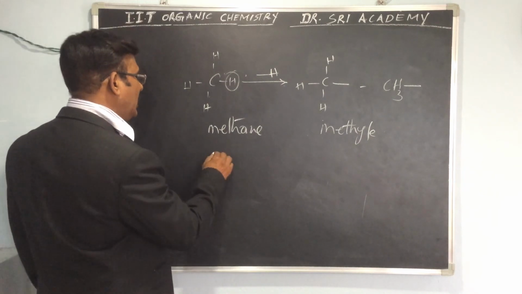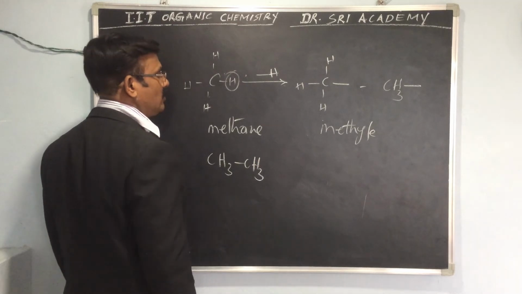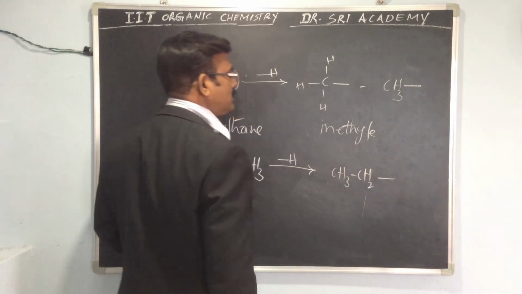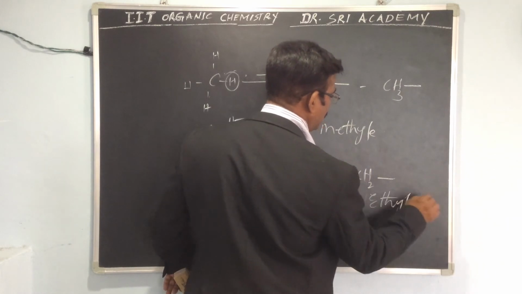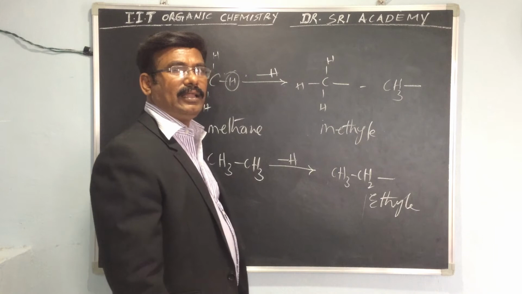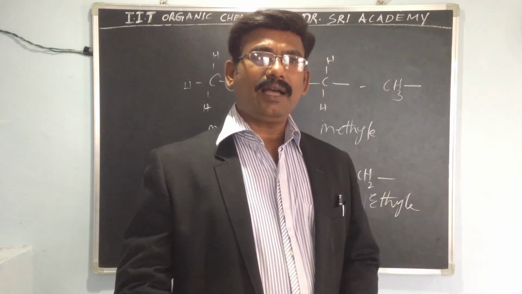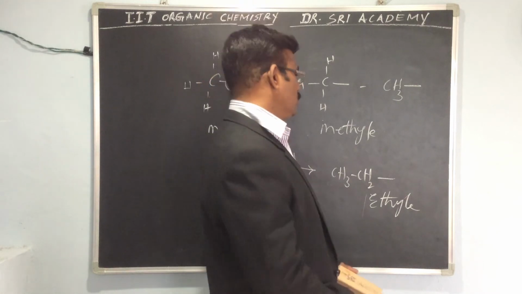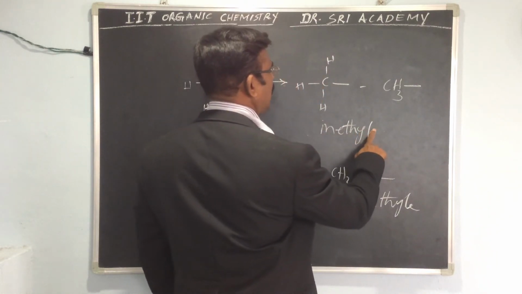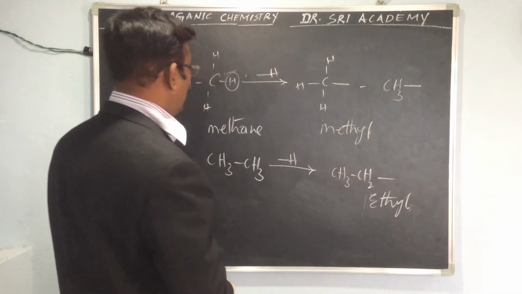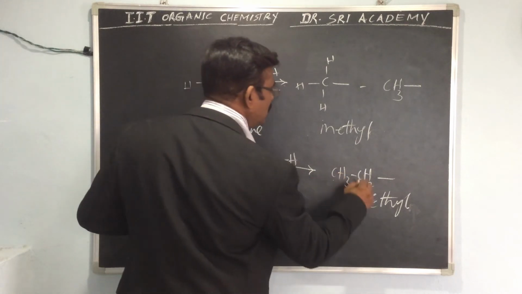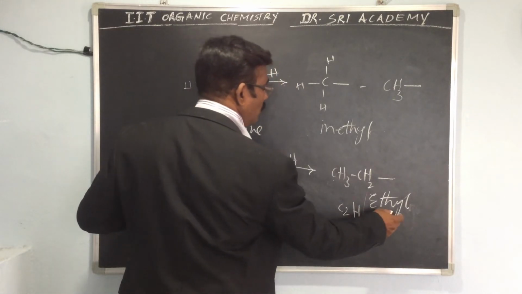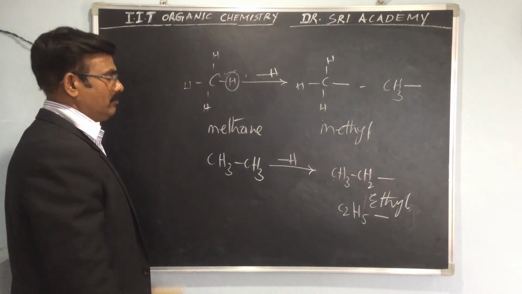If we take ethane, CH3CH3, remove one hydrogen, CH3CH2 dash. This is called ethyl. So we can write methyl, ethyl, propyl, butyl, pentyl, hexyl, heptyl. For this style there is no E. So methyl, ethyl. You can write C2H5 dash, meaning a bond. So ethyl group.